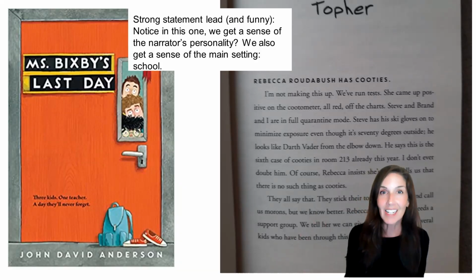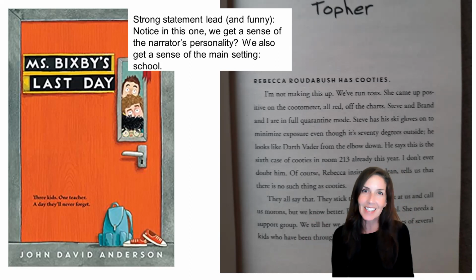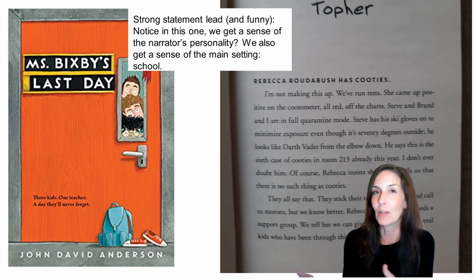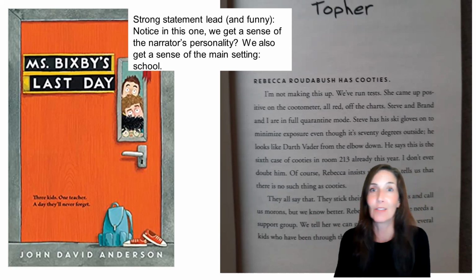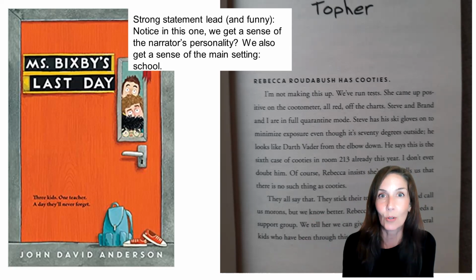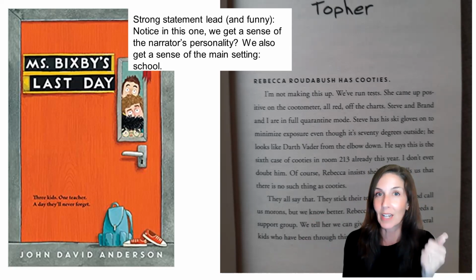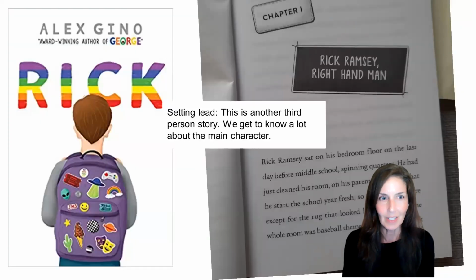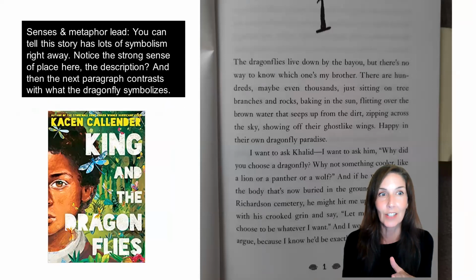Right away, this is a funny narrator, and they're talking about cooties, and we have Topher, which is the main character, with first person, talking about his friends, and talking about Rebecca, who has cooties. We get the sense that there's kind of a story emerging right away, but we know the characters, and the voice of the narrator is funny and kind of sarcastic, so that's really cool too. So there's a couple others here that I'd love for you to check out.